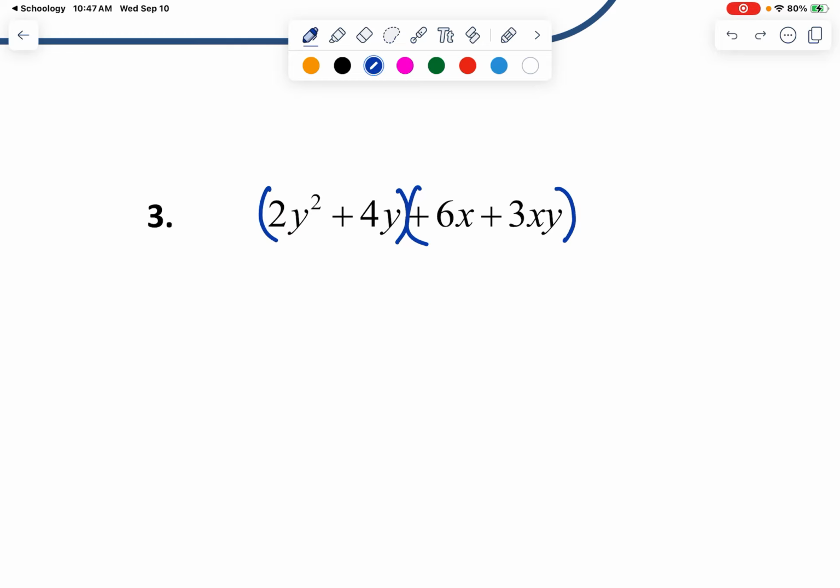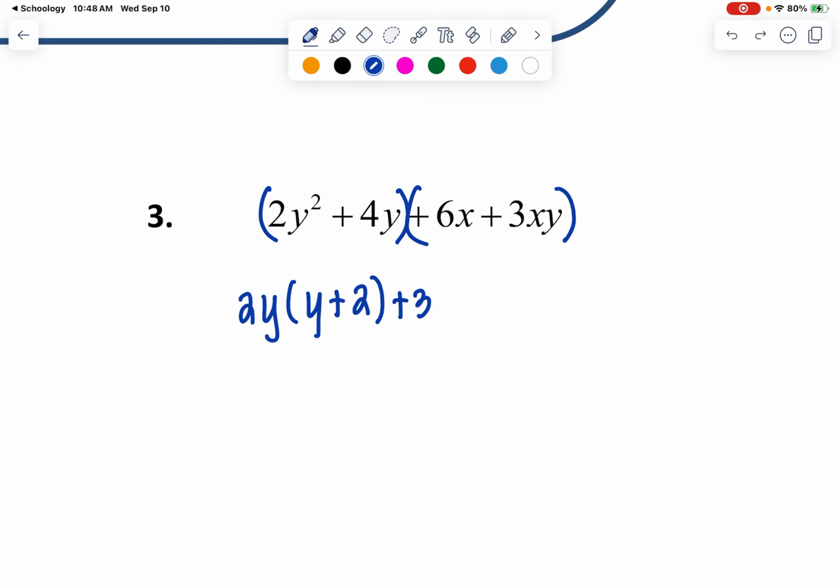Okay, so looking at the first two terms, I look for a GCF. They have a 2y in common. So I'm gonna factor 2y out of each term. I have y plus 2. Now I'm gonna do the same thing with the next two terms. So the next two terms have a positive 3x in common.